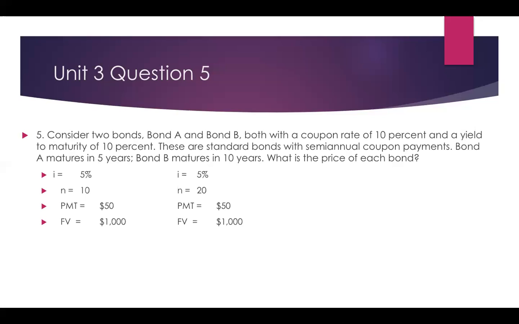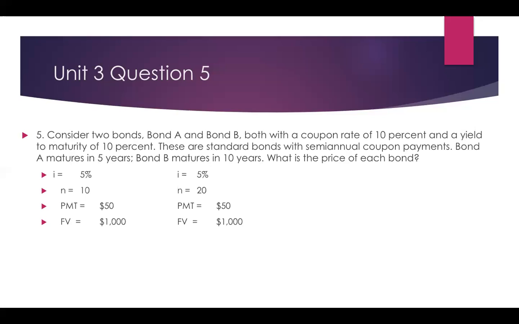The N for both of these is the number of years. So, actually, I'm sorry, the N is the number of payments that you're going to use to compute this. So we know that bond A is 5 years. If there's 2 payments a year, that means it's 10. And then we also know bond B matures in 10 years, so the number of payments is going to be 20.